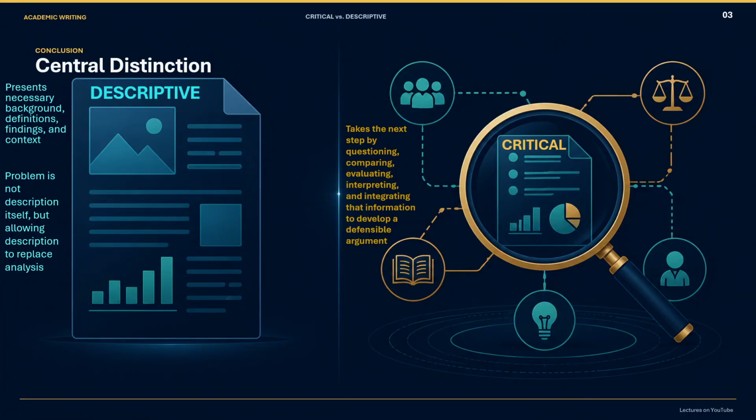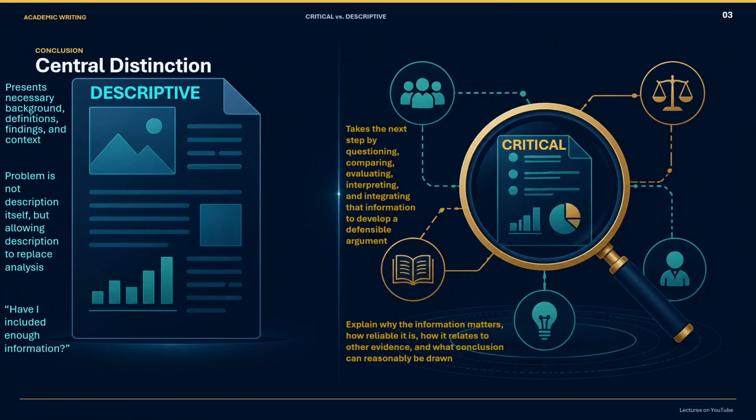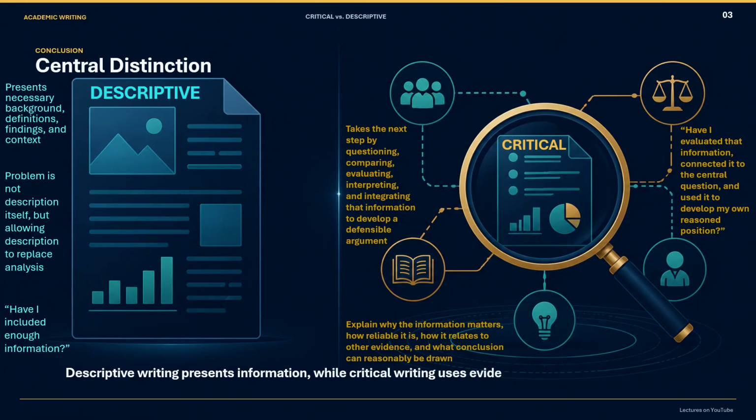Once the background is established, explain why the information matters, how reliable it is, how it relates to other evidence, and what conclusion can reasonably be drawn. When reviewing your academic work, do not ask only, "Have I included enough information?" Also ask, "Have I evaluated that information, connected it to the central question, and used it to develop my own reasoned position?" That is the transition from reporting knowledge to participating in academic debate. In one sentence, descriptive writing presents information, while critical writing uses evidence, evaluation, and reasoned judgment to develop an argument.